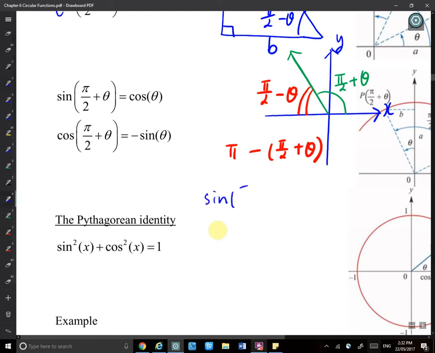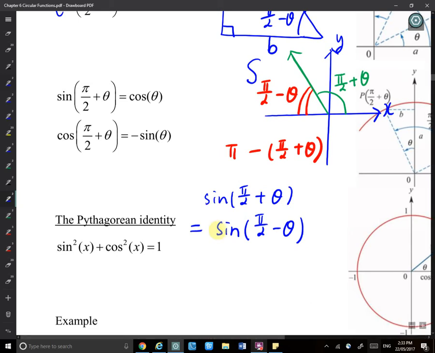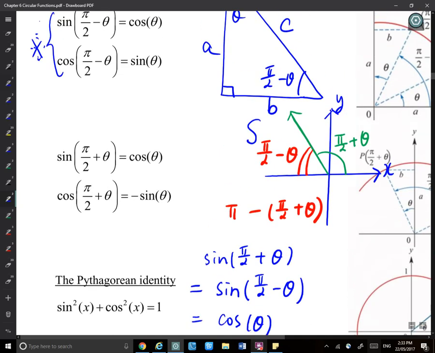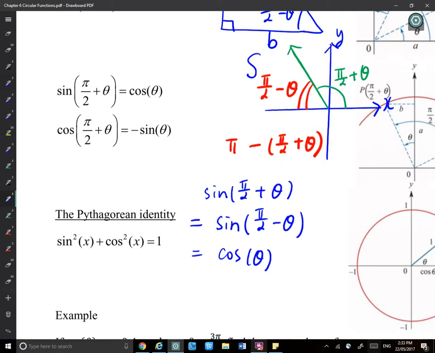Sine(pi over 2 plus theta). This is the sine quadrant, so I can change it to sine of the reference angle. I can change the reference angle instead of the whole angle. So I have pi over 2 minus theta. And what is sine(pi over 2 minus theta)? That's cosine theta by using the previous two formulas. So sine(pi over 2 plus theta) will equal cosine theta.